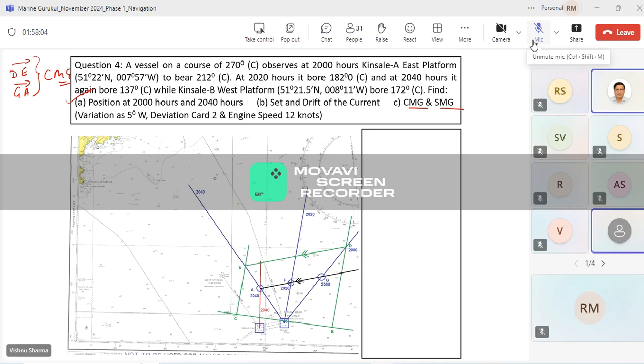Guys, how can I get SMG? Praveen, can you help me in getting SMG, beta? What do we measure? Measure from G to A distance. Very good. Divide by 40, sir, and multiply by 60. Yes, sir.